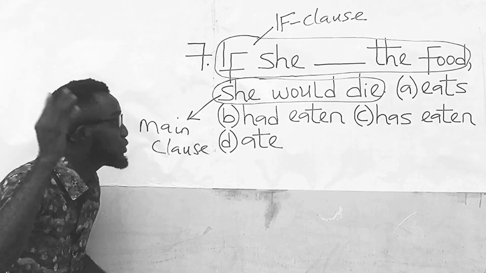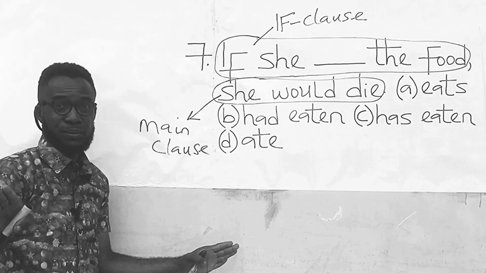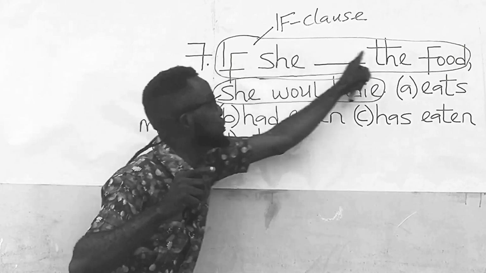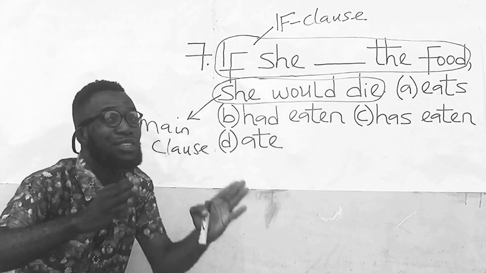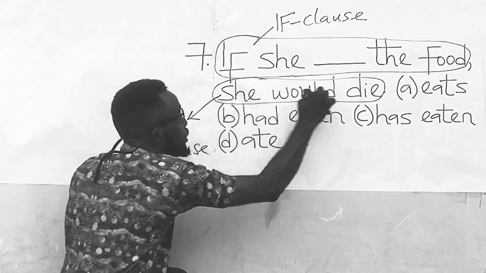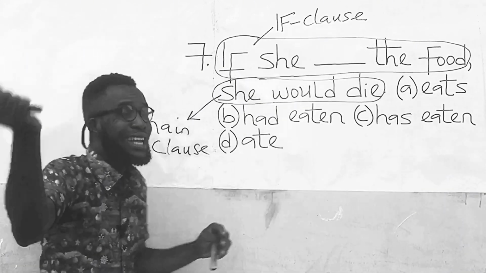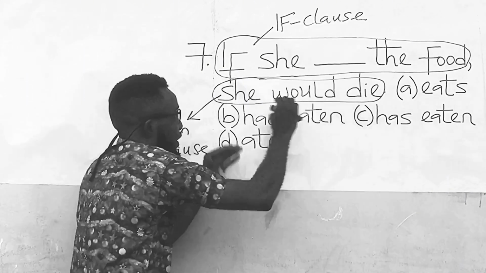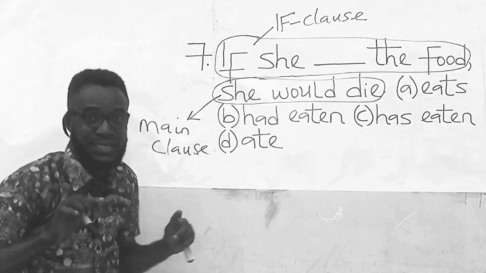You will find out that the main clause is completed. They want us to complete the if clause. That is why it is the if clause that carries the gap for us to complete. Let us look at the main clause that is completed, and get it analyzed.